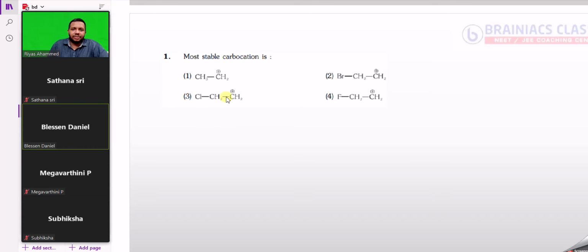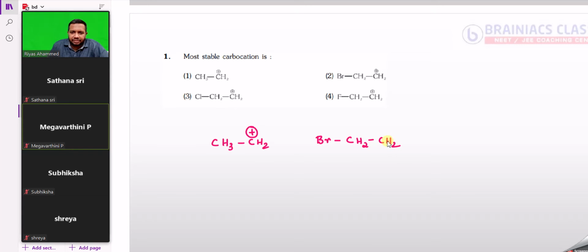Okay. So the first question for you here is: the most stable carbocation is. You have the option 1 where we have CH3, CH2 plus. We know when positive charge comes on the carbon, we call that a carbocation. In the second option, you can see bromine attached to CH2 and there is a CH2 plus here. In the third option, chlorine is attached to CH2, and you have CH2 plus here. And in the last option, fluorine is attached to CH2, then you have CH2 plus here.